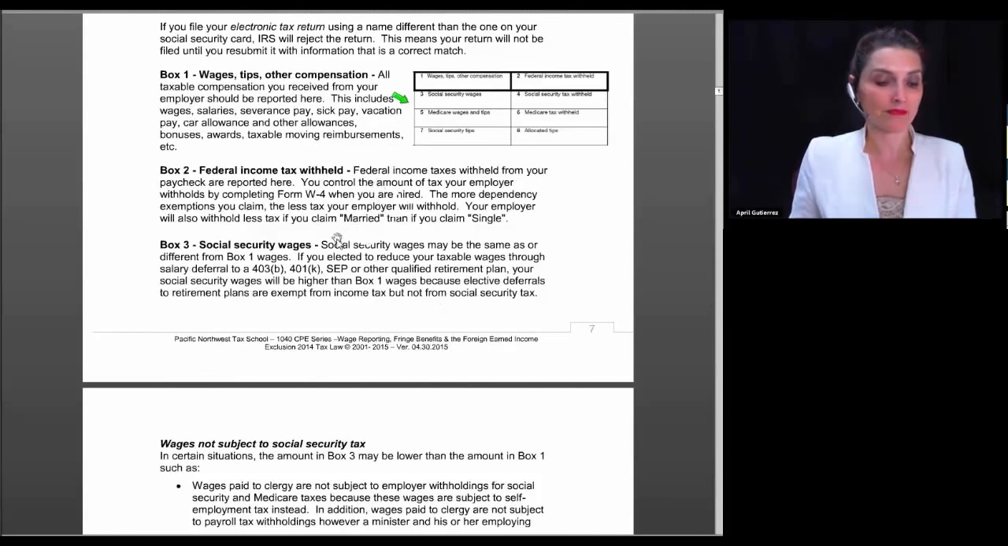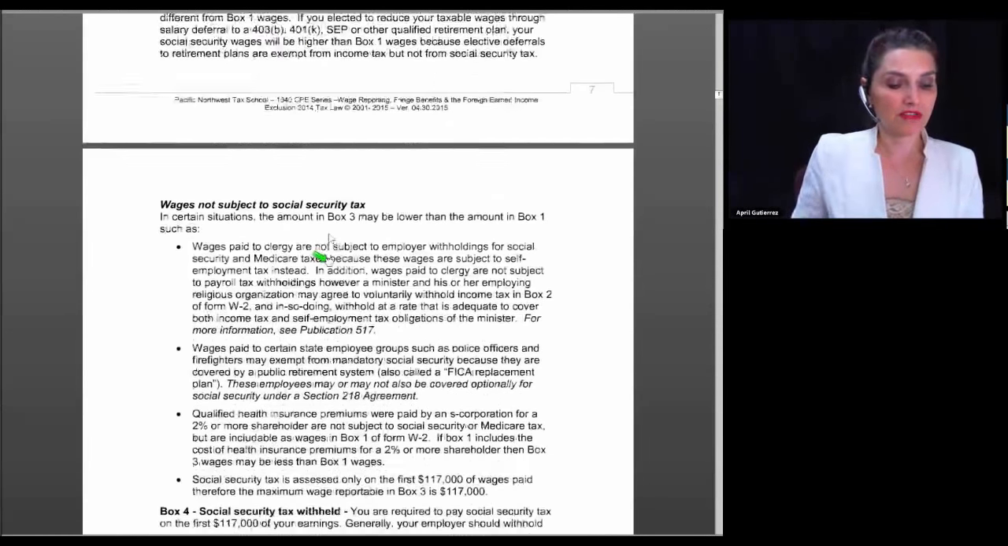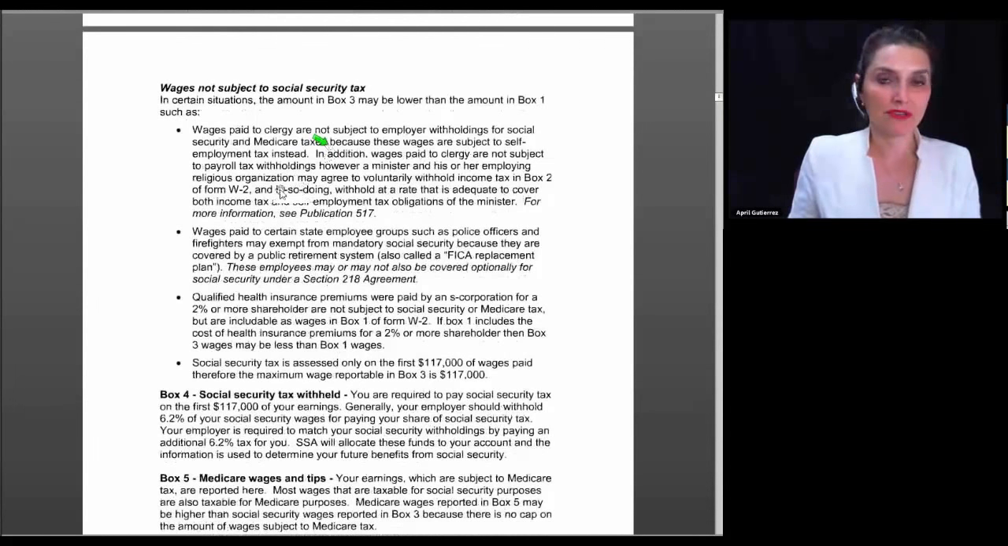That happens sometimes. It can raise your eyebrows and sometimes even confuses your computer, because the computer thinks there should be a number in box 3 when there is no number in box 3, or it's auto-filling a number in box 3 that is actually the wrong number. Let's take a look at some of the reasons why box 3 could be lower than box 1.